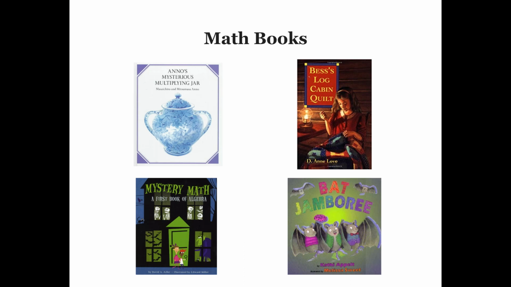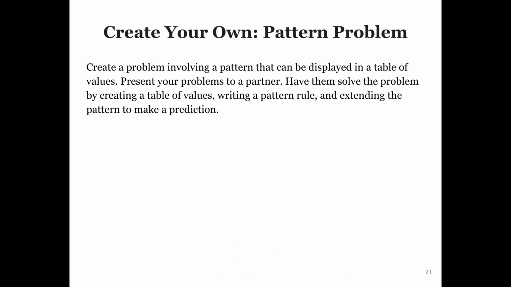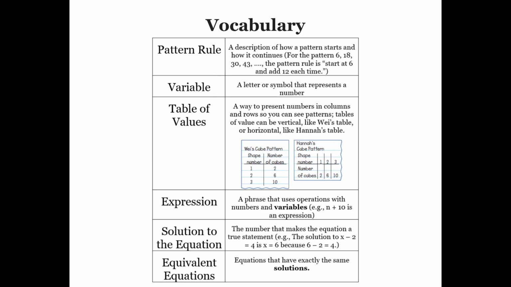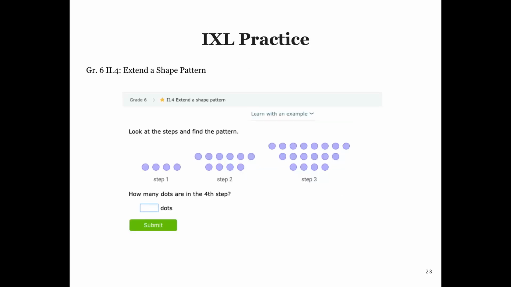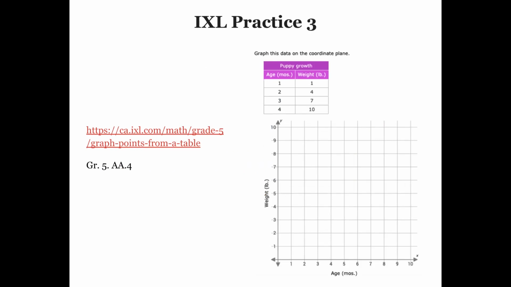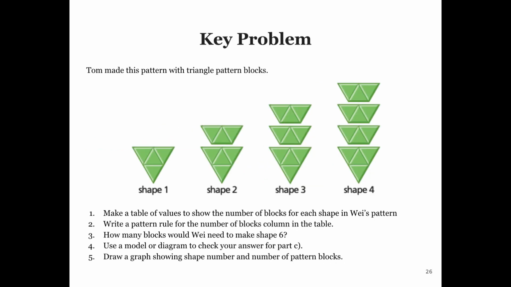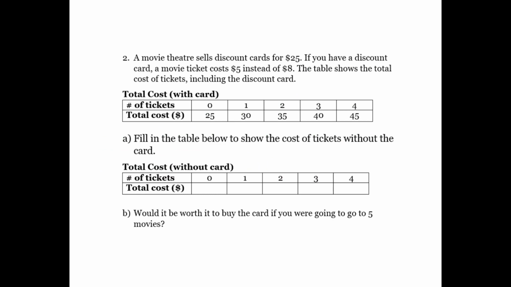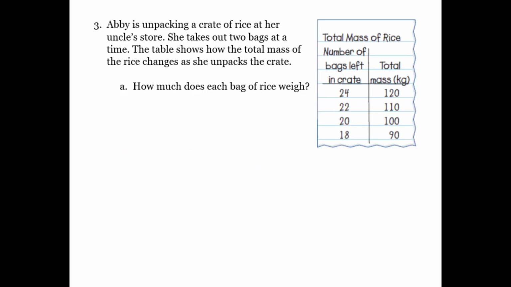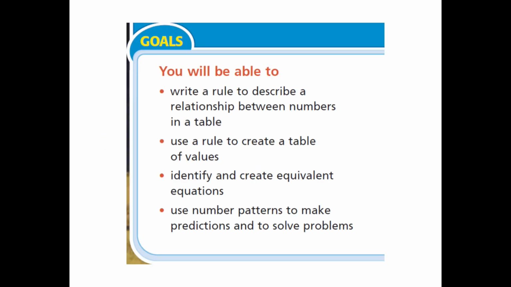Here's some math books that we have in our library that have to do with tables and patterns. You can create your own pattern problem. These are important vocabulary. This is another IXL skill. Here's another IXL skill. Here's another IXL skill. Here's a key problem that includes using triangle pattern blocks and following some steps to make a table of values. Here's another problem about buying a card where you can get a cheaper movie ticket. See how many movies you have to go to before the card is worth it. Another one about unpacking your car and how much each bag of rice is going to weigh.